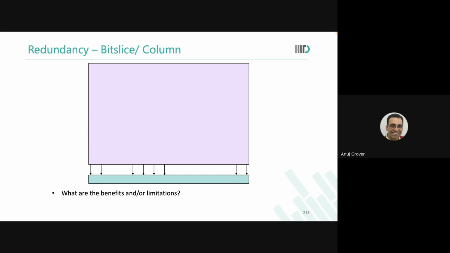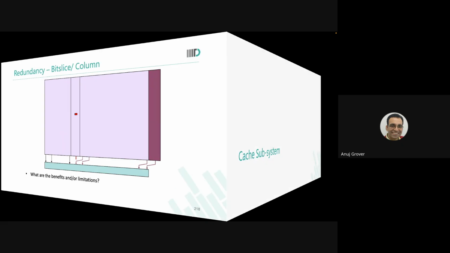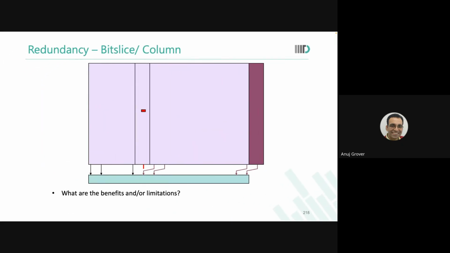Then there is also an option to use what is called column redundancy, where what you do is instead of replacing two rows, you replace a bit slice or a set of columns. And the process is that you will disconnect that particular column and reconfigure every other column ahead of that particular column to use the right output there. See, in row redundancy, it was so simple.